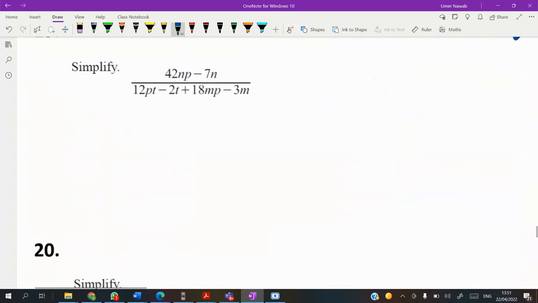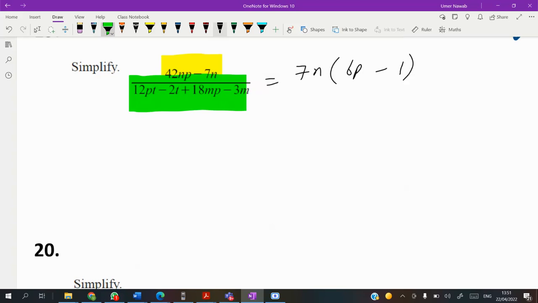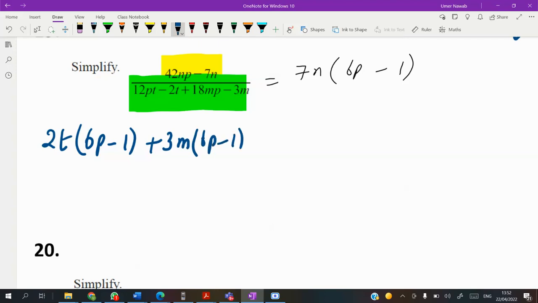Like the next question you see, we have two terms in the numerator. We are going to take something common, so 7n, so 6p minus 1. In the denominator I see four terms, so I need to go for grouping. So 12, what is common in the first two? It's 2t, so 6p minus 1 plus 3m, 6p minus 1. So after doing the grouping, I will be getting 6p minus 1 and 2t plus 3m.